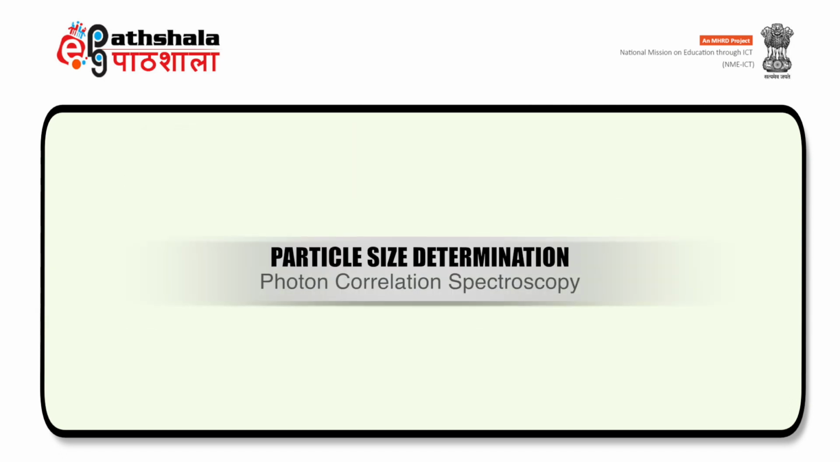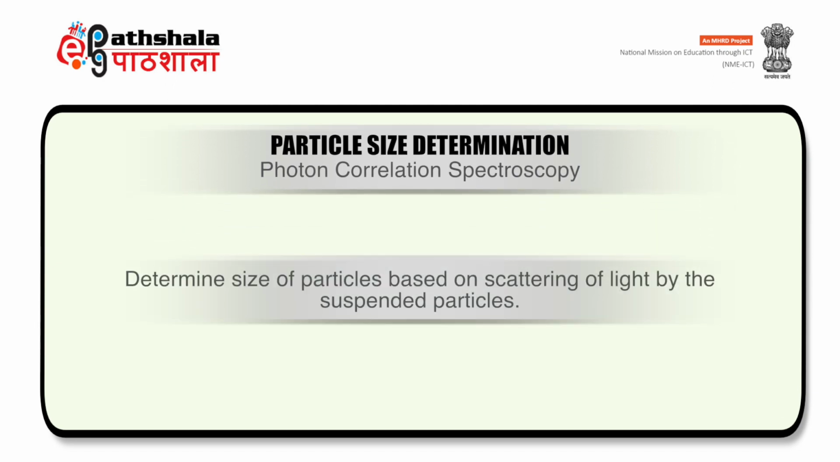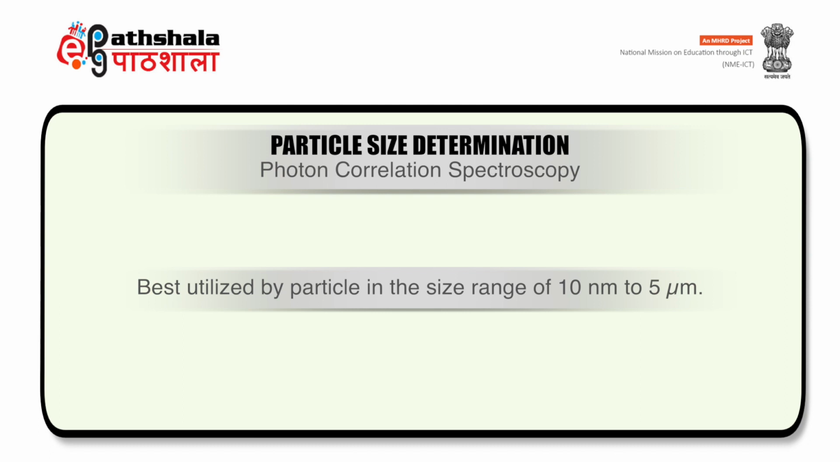The next technique is photon correlation spectroscopy. This technique is widely used to determine size of particles based on scattering of light by the suspended particles. The technique can be best utilized for particles in the size range of 10 nanometers to 5 microns.